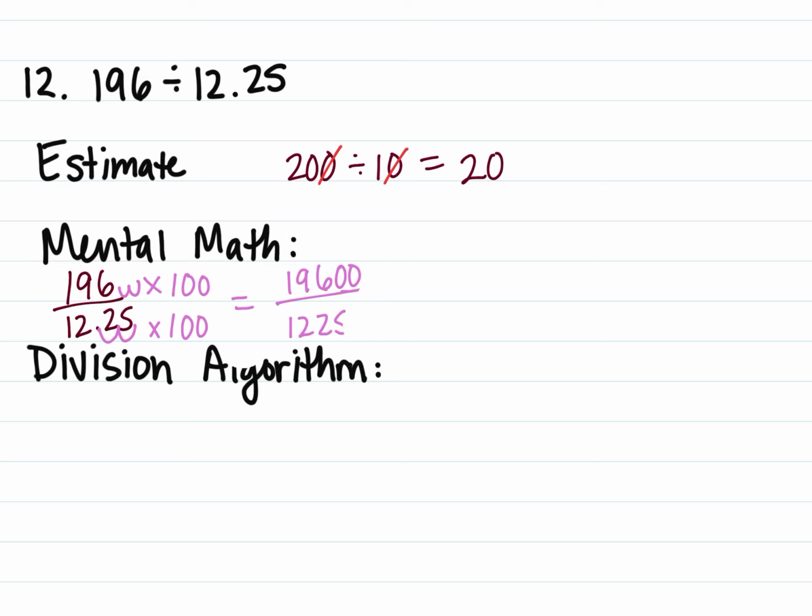I could also multiply by 2, because a 5 times a 2 gives me a 10. Let's try 2. 19600 times 2 is 39200. And then 1225 times 2 is going to be 2 sets of 12 would be 24, and 2 sets of 25 would be 50. Then we can divide out a 0.